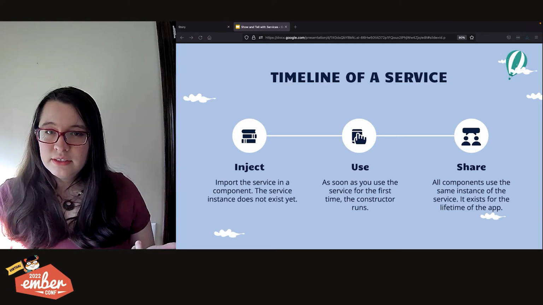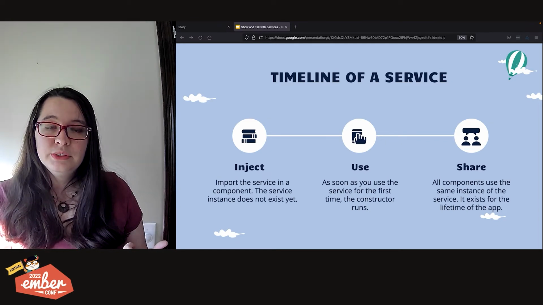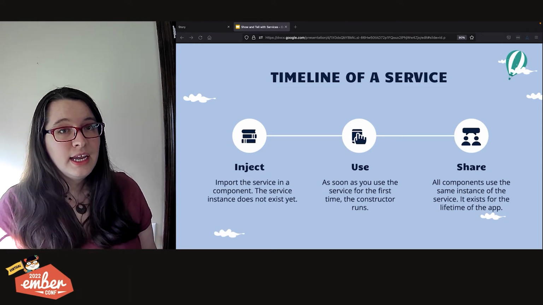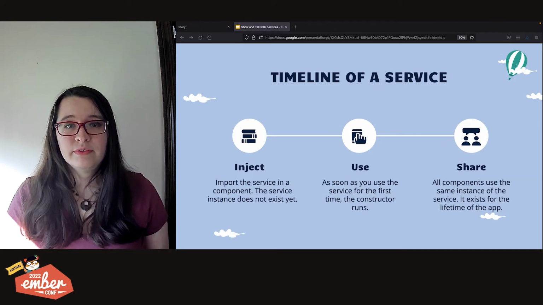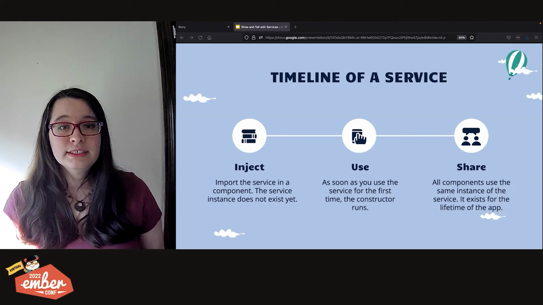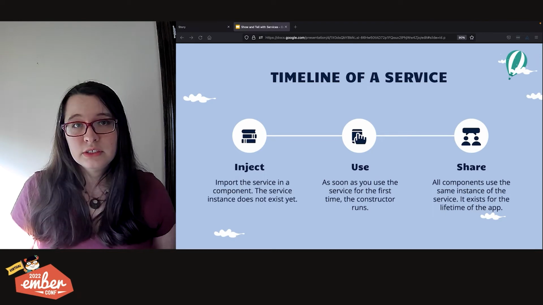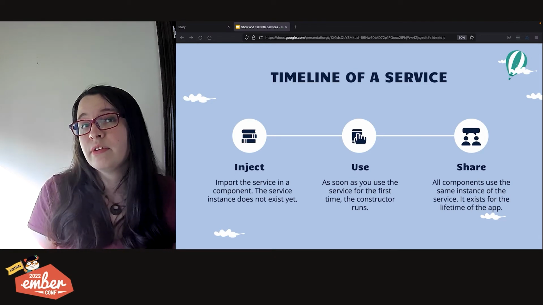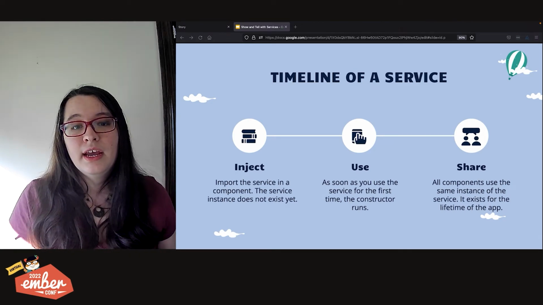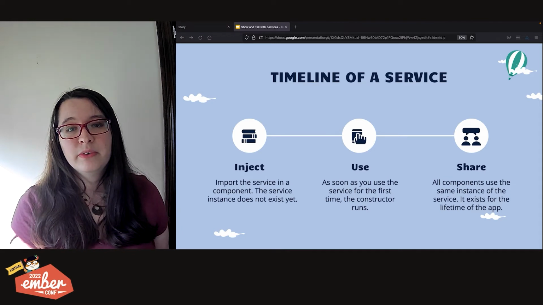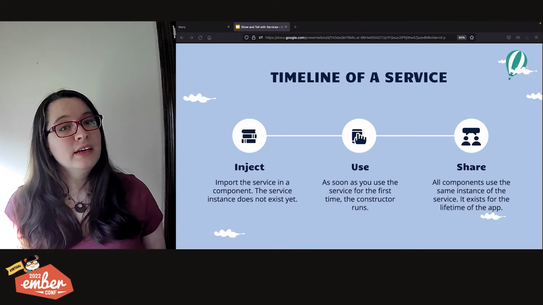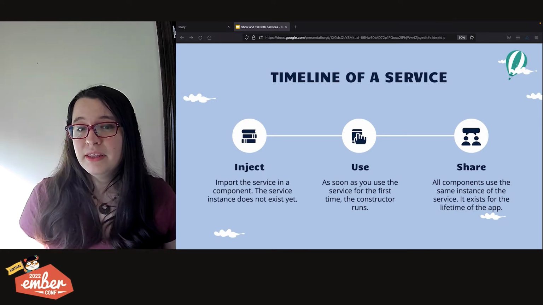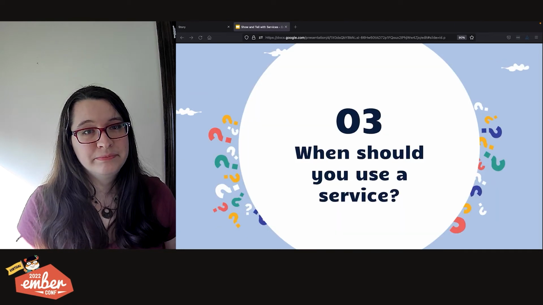The timeline starts when we inject the service into components using the @service decorator, and at this point, the service does not exist yet. As soon as the service is used for the first time, the service's constructor runs and now the service exists. Using the service could mean rendering something from it in a handlebars template or calling it from an action within a component. And then if we use the same service across multiple components, those components all share the same instance of the service. There's just one, and it sticks around even when the components using it have been destroyed.